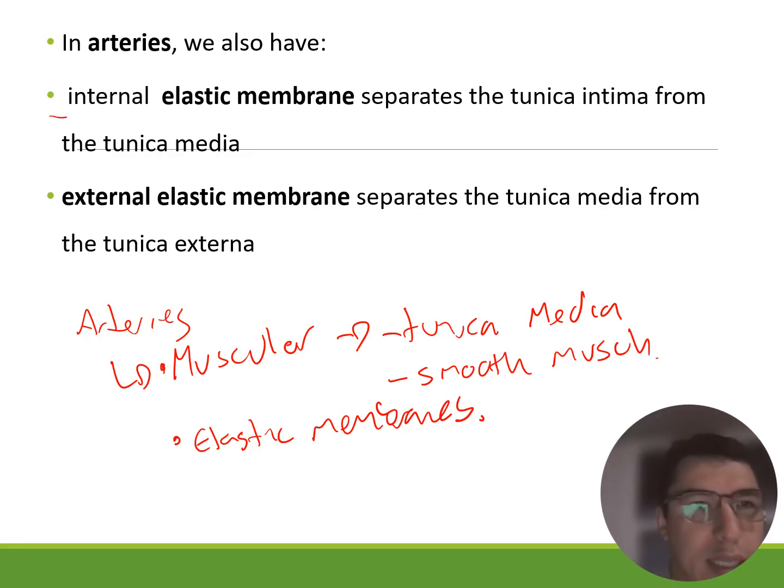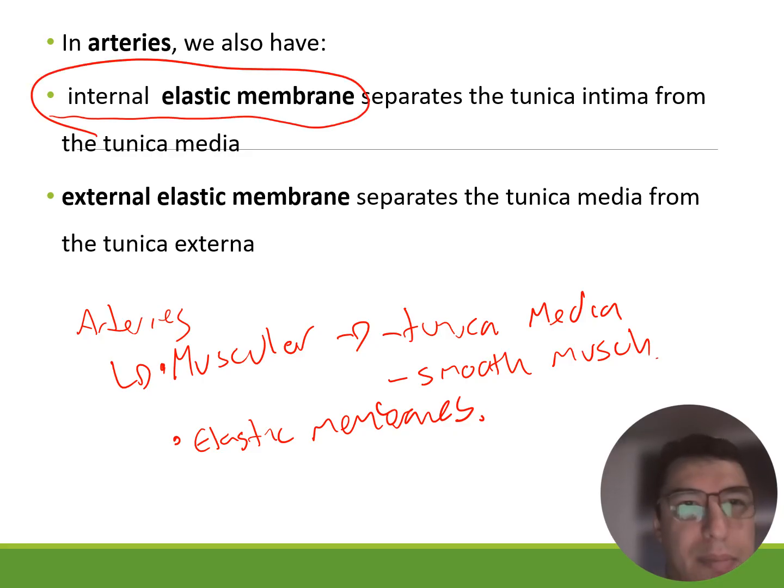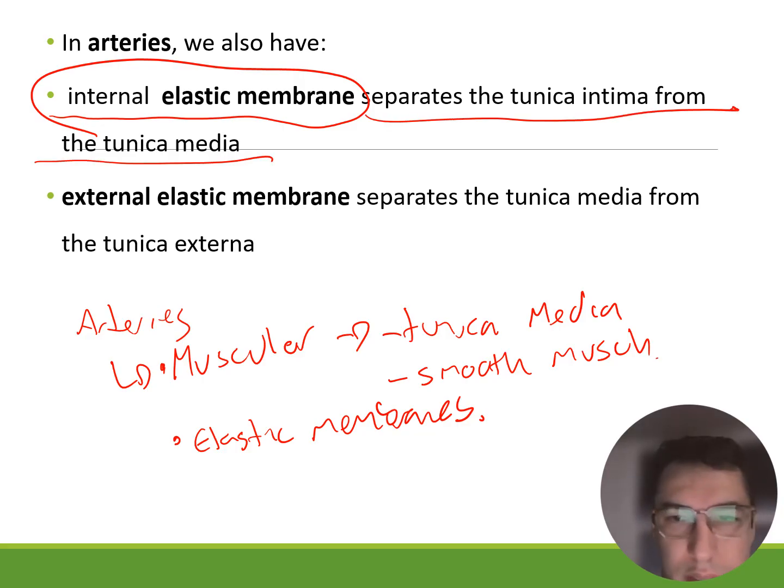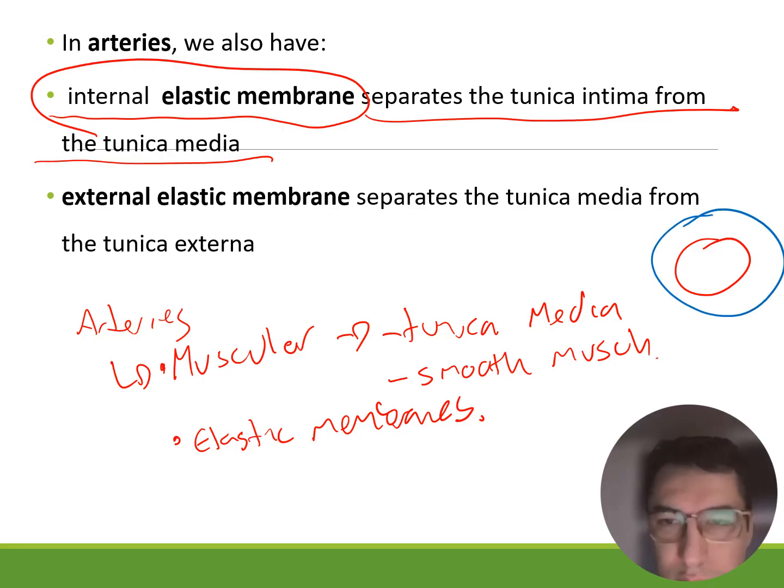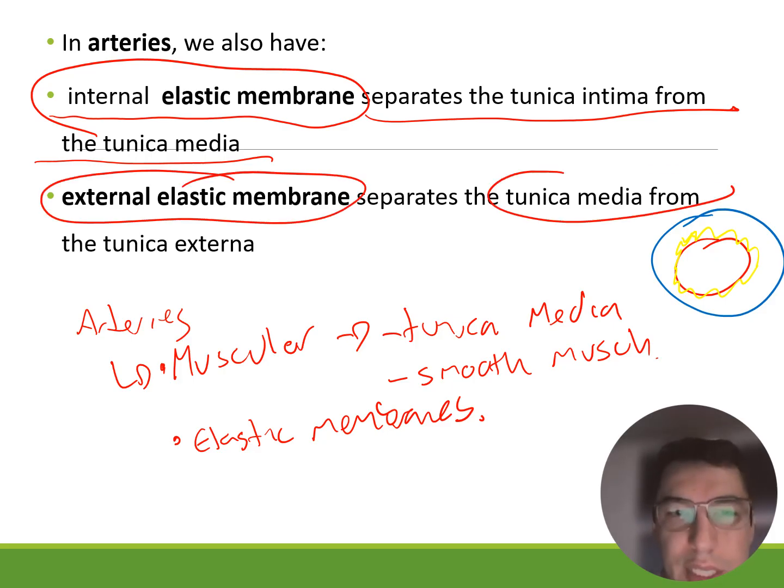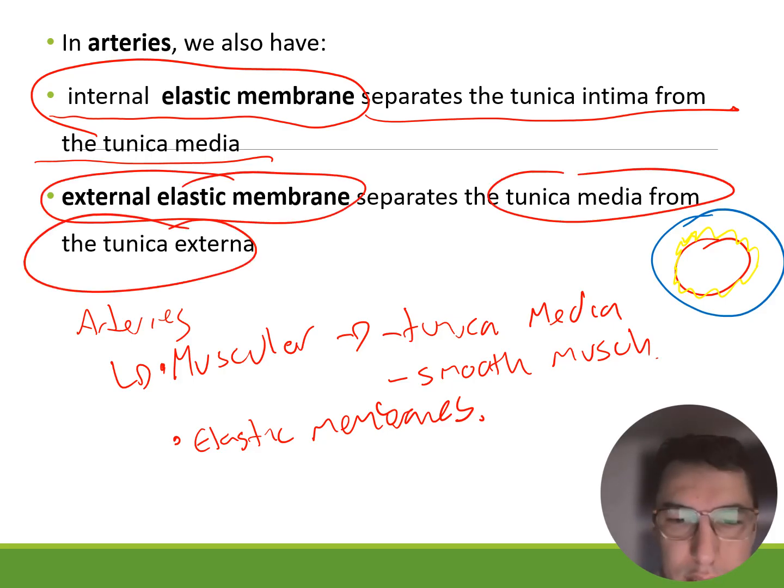Now, the internal elastic membrane is separating the tunica intima from the tunica media. So we have the tunica intima, and we're going to put in here the tunica media. In between those, we're going to have a small band of elasticity. Now the external elastic membrane is going to be in between the tunica media and the tunica externa. So we'll just put another ring right here, and then we'll put the tunica externa outside. All right.